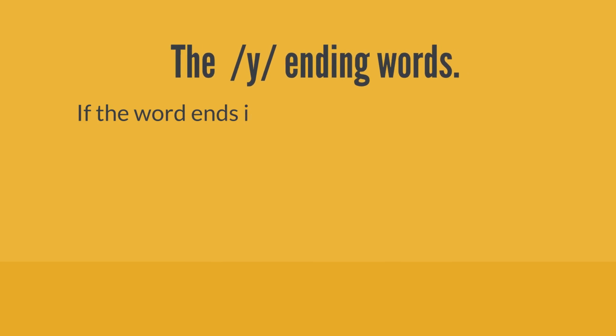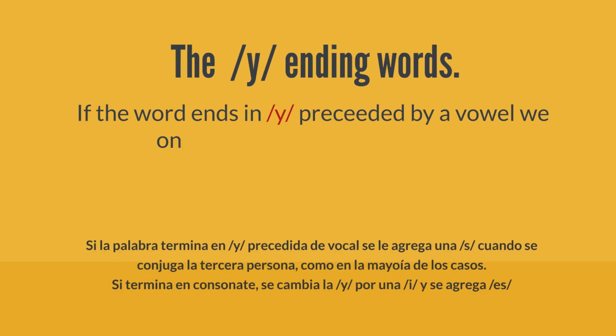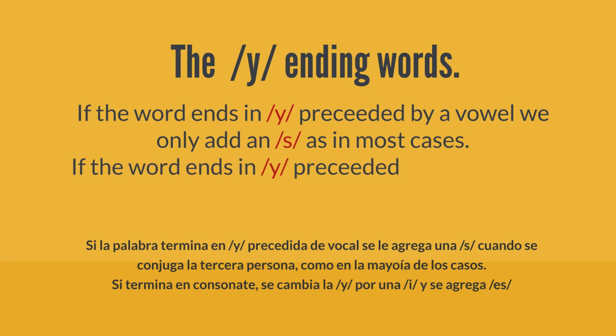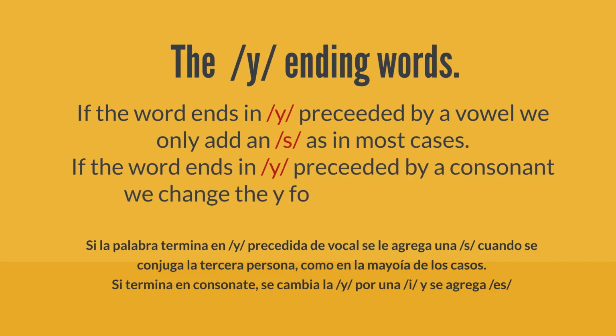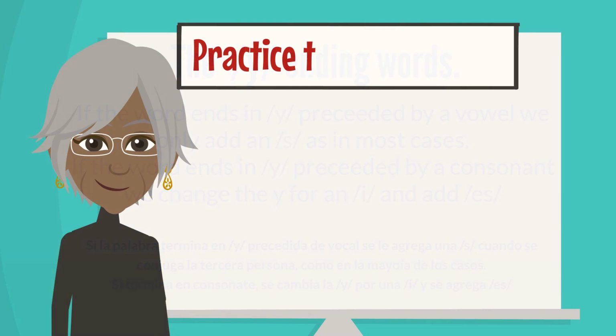If the word ends in y preceded by a vowel, we only add an s as in most cases. If the word ends in y preceded by a consonant, we change the y for an i and add es. Practice these examples.